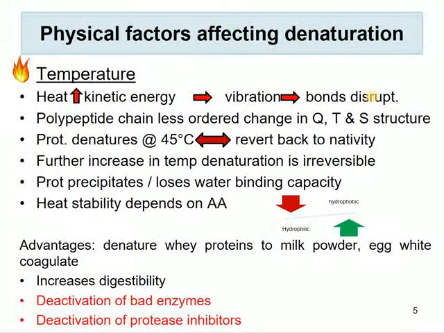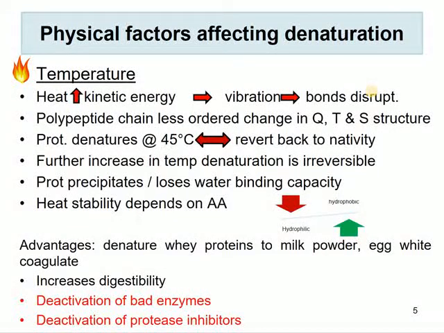One of the advantages is that we use whey proteins, and they are denatured during spray drying to form milk powder. Like I already mentioned, the egg white becomes coagulated with heat. And I also mentioned it increases digestibility. Of the most important outcomes of denaturation, which is very useful for us as food scientists and technologists in terms of preservation, is the deactivation of bad enzymes.